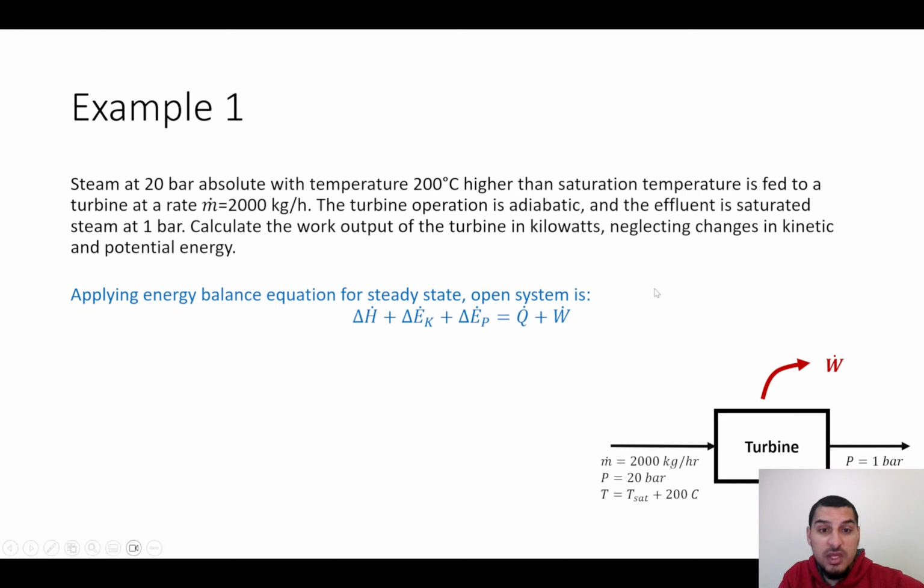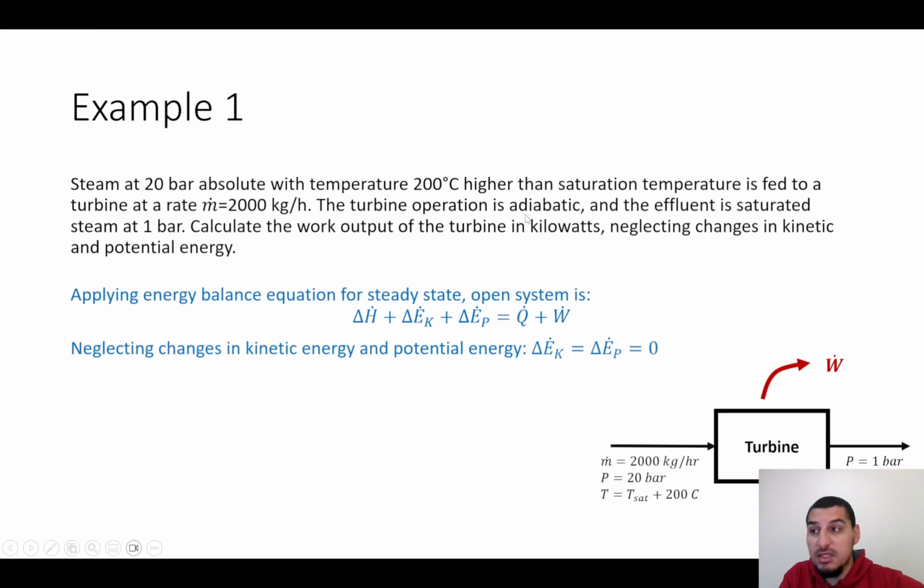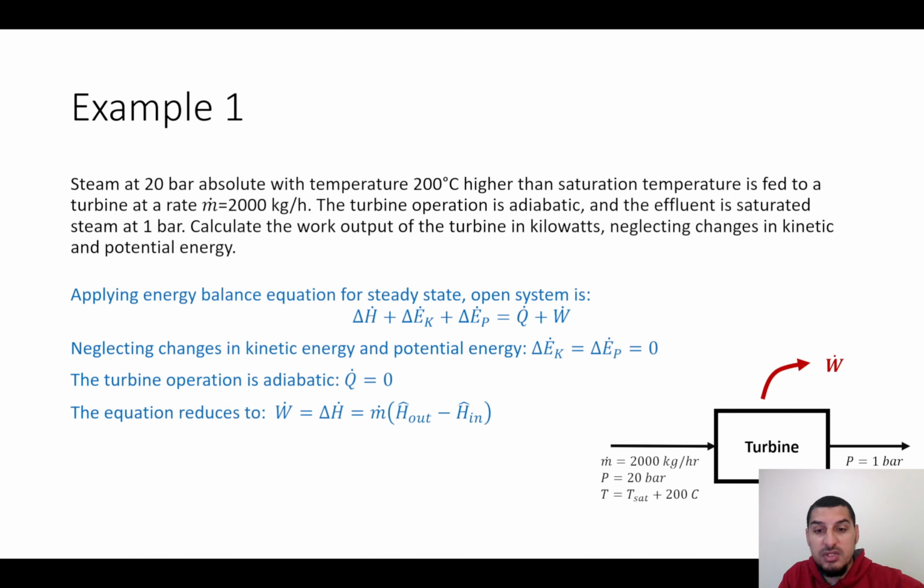First, we will neglect the change in kinetic and potential energy, so these 2 terms would be 0. Also, we are told that this is an adiabatic process, so Q equals 0. So the result is only 2 terms, which is delta H equals W. And we know delta H is the mass flow rate multiplied by H out minus H in. Of course, these are the specific enthalpies in kilojoules per kilogram.